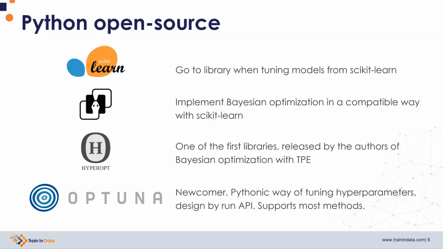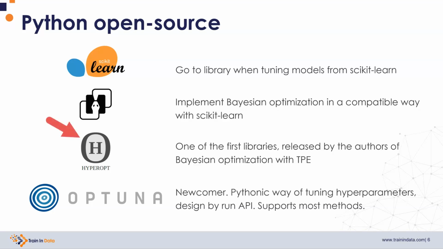If for some reason you want to use Bayesian optimization and want to remain compatible with Scikit-Learn, then Scikit-Optimize is your go-to library because it implements Bayesian optimization with Gaussian processes or random forests in a way that is compatible with the search and how we set up searches for Scikit-Learn models.